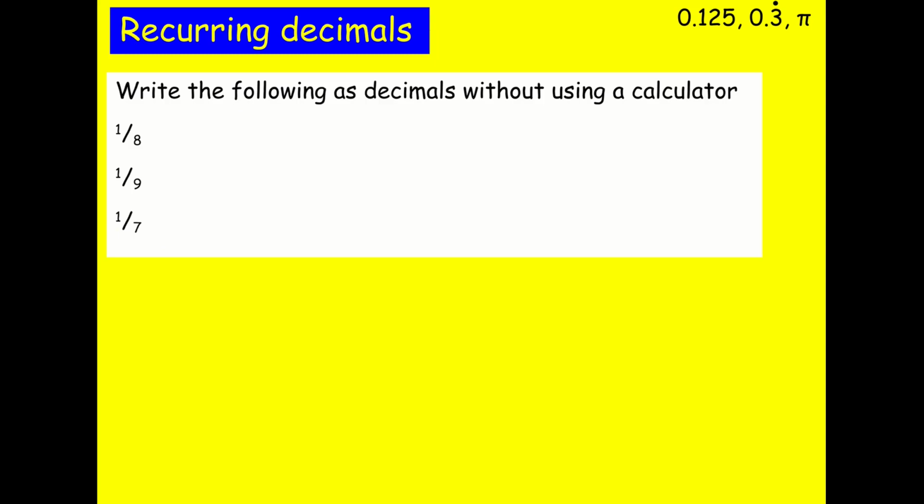So can you remember how to write 1/8 as a decimal? Do you know what it is? Have you learnt it, or do you have a way of finding it? Okay, so pause this video now and have a go at these three. All right, I'm going to go through these.